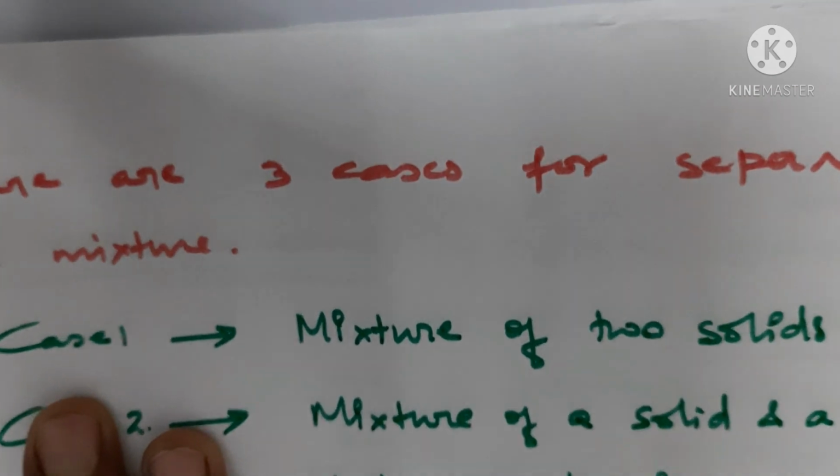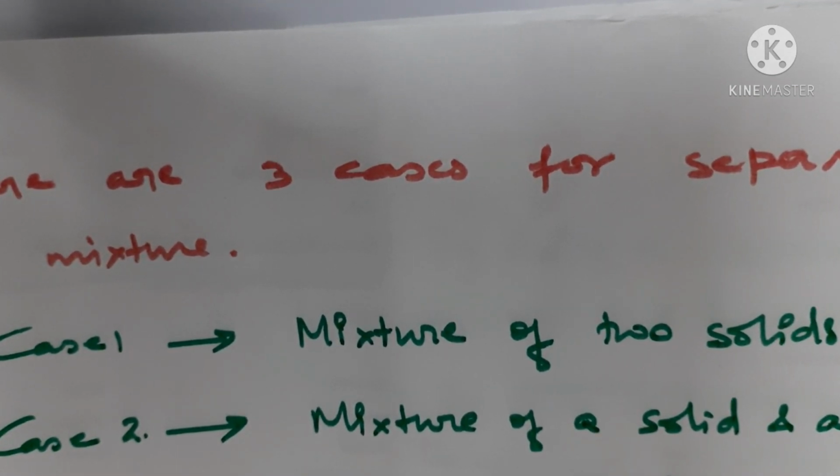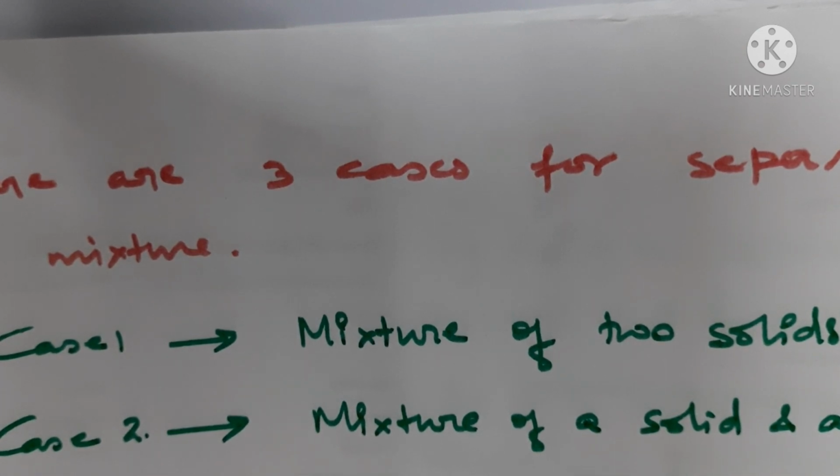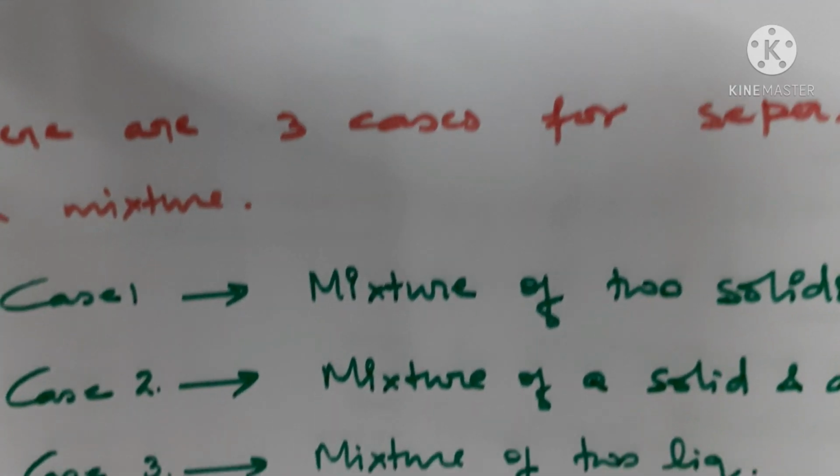As you know, we are going to start with part C of the chapter, Is Matter Around Us Pure? We have already completed part A and part B, or you can say section A and section B. And in section C, we are going to start with separation of a mixture.